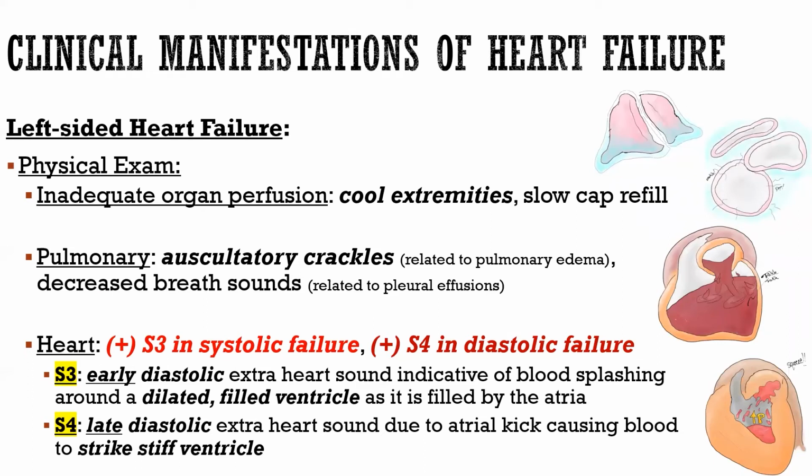As we said, we have decreased perfusion of our organs because there's decreased forward flow of blood. Well, classically, patients will have cool extremities because there's decreased perfusion of the skin. When you listen to the patient's lungs, you will usually hear oscillatory crackles. Crackles are usually heard when the alveoli are trying to force themselves open.